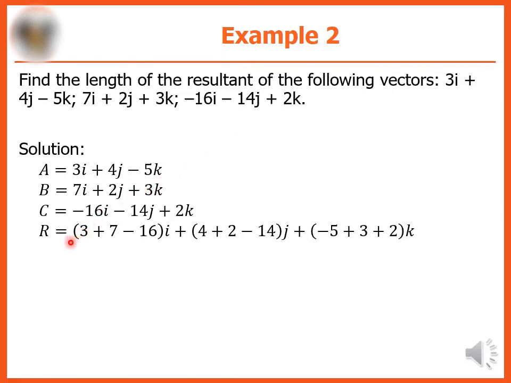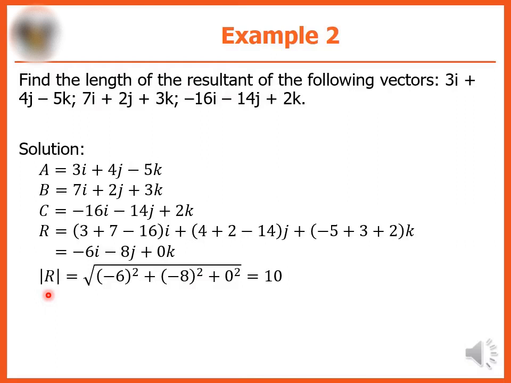So we have to add the coefficients of i, j, and k separately. So for your i, we have 3 plus 7 minus 16. For your j, 4 plus 2 minus 14. And then for k, negative 5 plus 3 plus 2. So adding the coefficients, we now have R is equal to negative 6i minus 8j plus 0k.